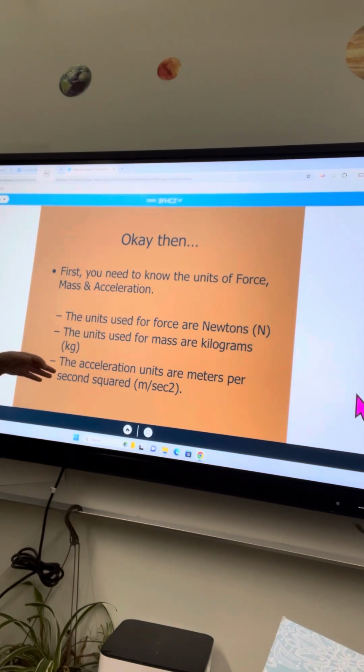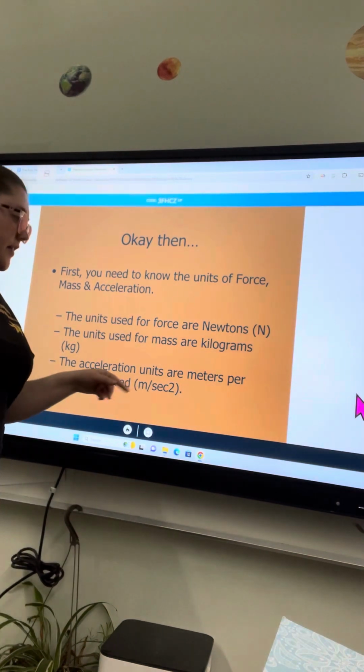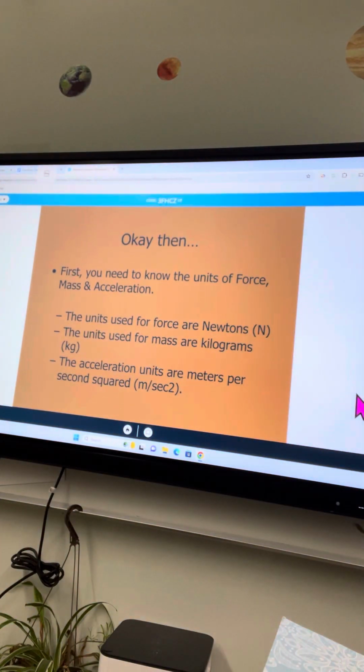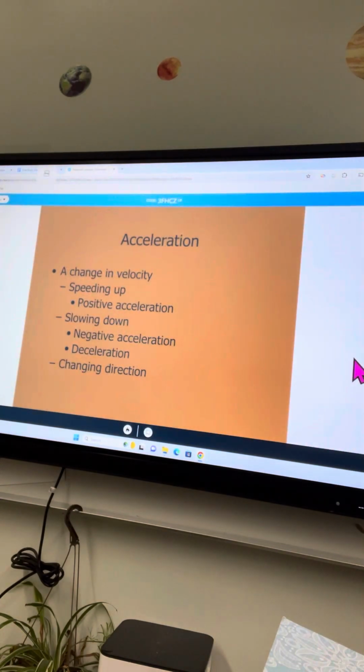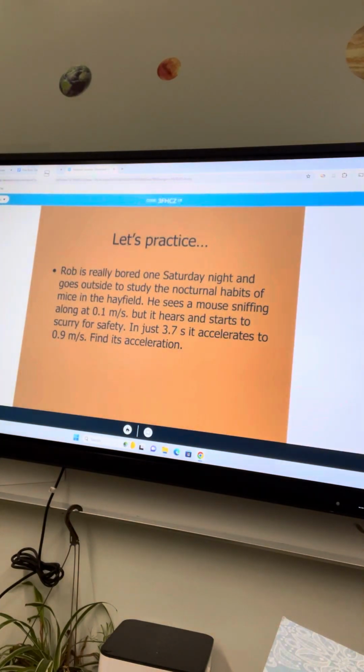And then, of course, the acceleration is meters per second squared already. We've already done acceleration calculations, and that's easy to find. So you can calculate that acceleration, then calculate the force. When we have this, speeding up is a positive, slowing down is negative, also called deceleration. And we've already done the acceleration equations, right?